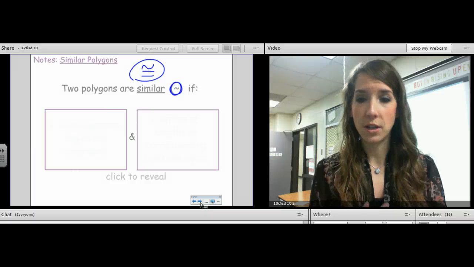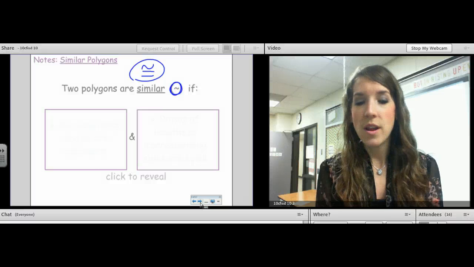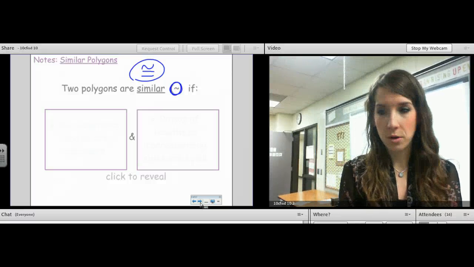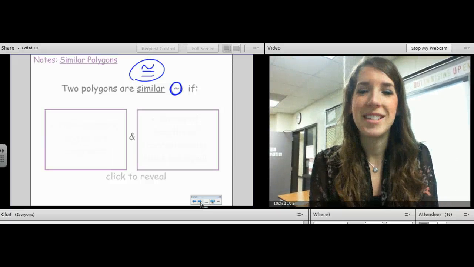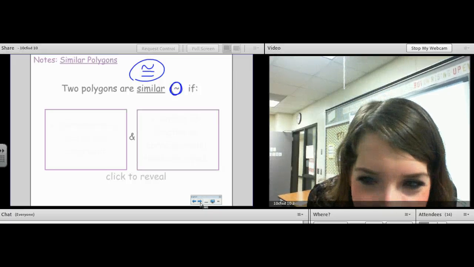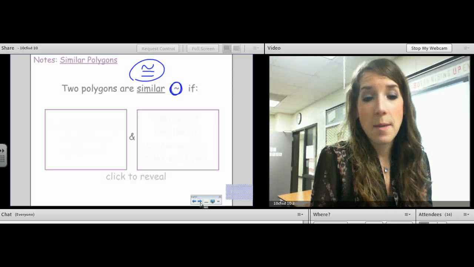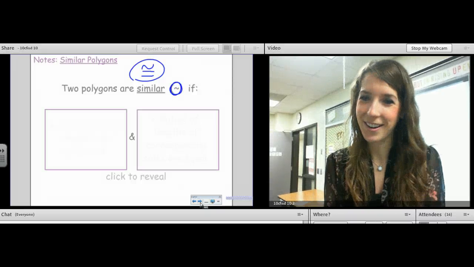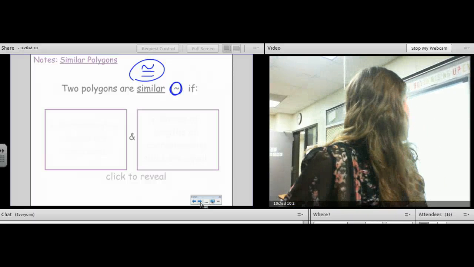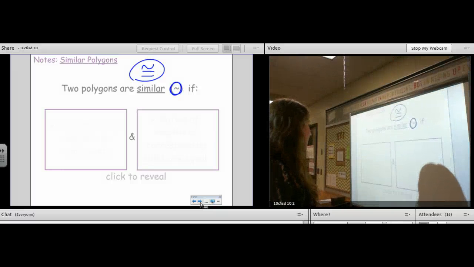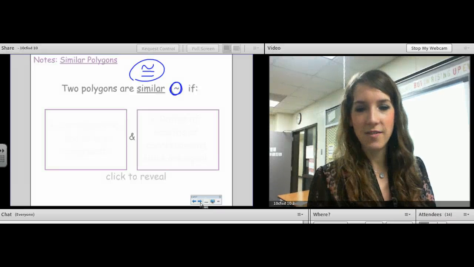So two polygons are similar if blank. What do you think would make two polygons similar? What's true about two similar polygons? Oh, it's see-through. You already can tell? I can't tell on my screen. Good for you. If they are the same shape, yes. If the corresponding angles are congruent, yes. That's funny. I can't see it on my screen. That's interesting. It's completely white to me. But it shows up on your screen. Okay. Good to know.